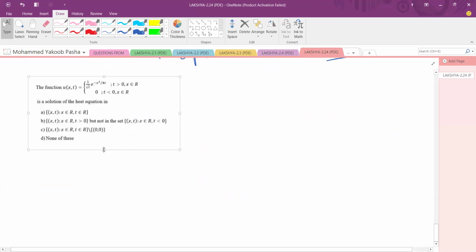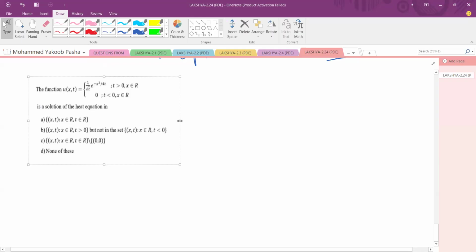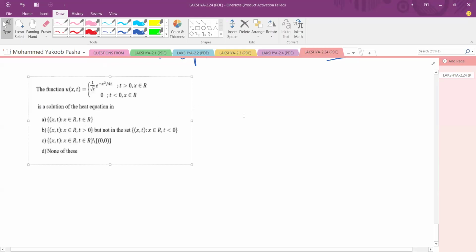We can observe here the function u of x comma t is equal to 1 by root 2t times e to the power of minus x square by 4t, for t greater than 0, x belongs to R, and when t less than 0, the u of x comma t value is 0. It is a solution of the heat equation.